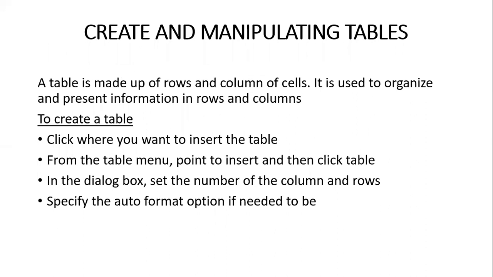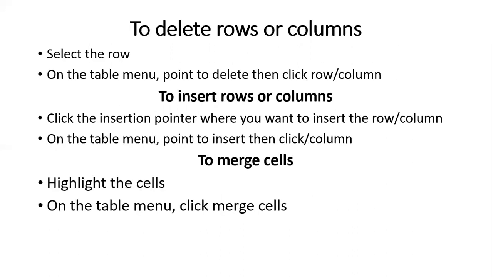Creating and manipulating tables. A table is made up of rows and columns of cells. Now it is used to organize and present information in rows and columns. Now to create a table, simply click where you want to insert a table. Then from the table menu, point to insert and then click table. In the dialog box, set the number of columns and rows. Then specify the auto format option if needed.